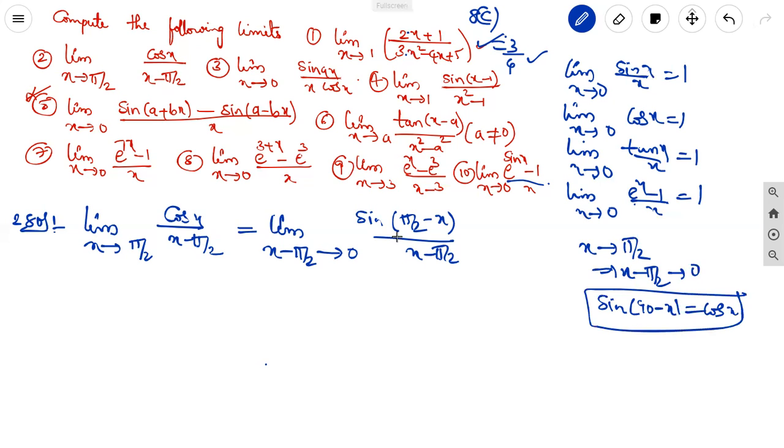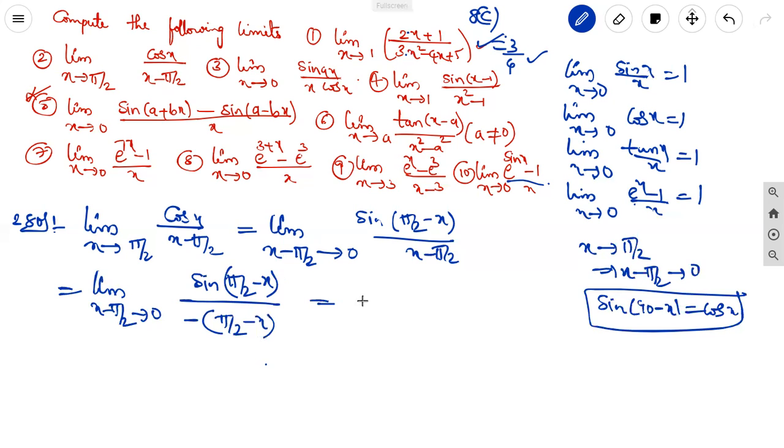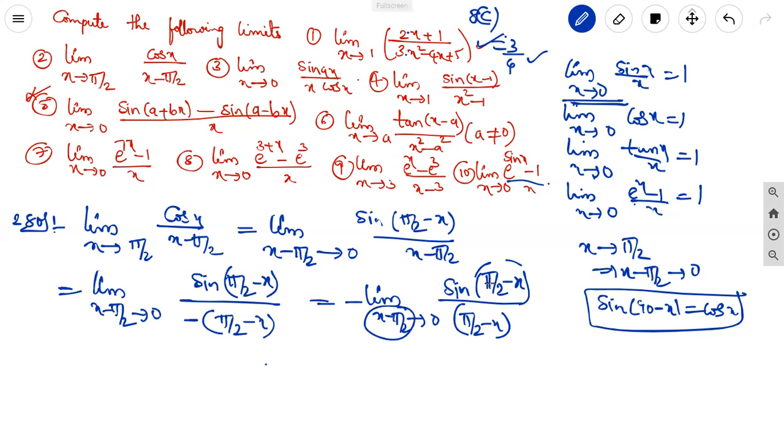So you can change the limit value and the function. Why? Because the numerator and the denominator both will be 0 when we substitute the value of x. In that case, we can change it. So it is equal to limit x minus pi by 2 tends to 0, sine of pi by 2 minus x by, in the denominator minus is taken common, pi by 2 minus x. This is minus limit x minus pi by 2 tends to 0, sine of pi by 2 minus x by pi by 2 minus x. It is in the form of x tends to 0, whatever the value, it is equal to this one. So this is equal to minus 1.